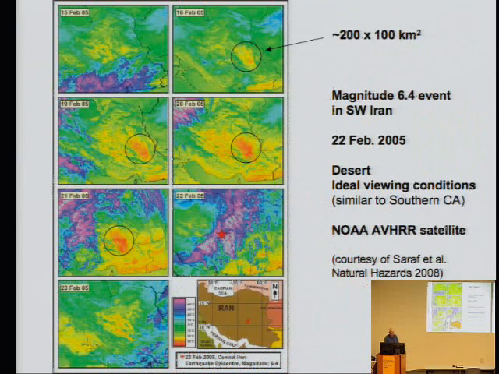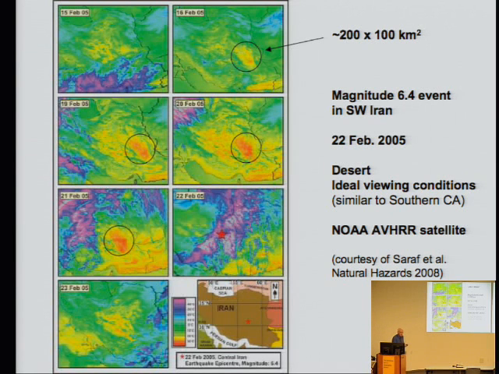So now how do they look in nature? Here, this is a paper that was published this year from Arun Saraf's group in India. They were looking at many years of satellite images using the NOAA AVHRR satellite, and there was a magnitude 6.4 earthquake on the 22nd of February 2005, at this location. 1 day before, 2 days before, 3 days before, 4 days before, they were starting to see an increase in emissivity from the ground in this region, and this region continued to increase.